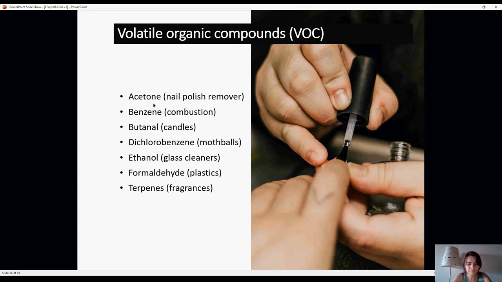Nails. So some of the common ones that you may come across are acetone. Even the substitutes, the acetone substitutes, they're not totally innocent, in the sense that acetone is what it is, but even its substitutes, you can smell them, which means they're volatile. Okay, benzene. This is a bad one, but it's not so common. This is incomplete combustion. Butanol from candles. You may have mothballs. Once upon a time, this was naphthalene.